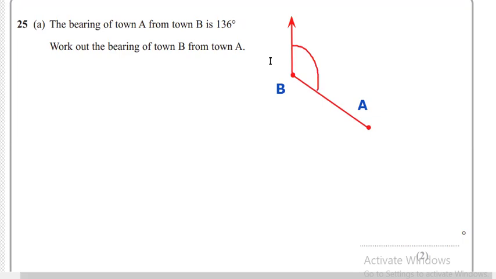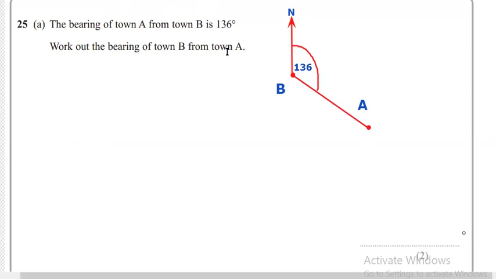As we said, if the bearing is less than 180, it means it's on this side. So 136 is on this side, like this. So that's the idea of this question. If the bearing is from town B, this means that 136 is at town B, like this. And as we said, the bearing is an angle that starts from the north line, which is here, and goes clockwise until the line stops you here.